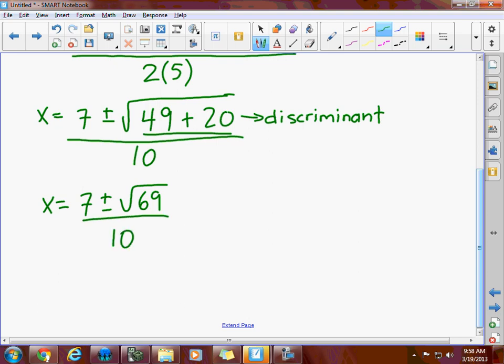Now what you have to determine to simplify this technically is telling us that I do have 2 answers. One at 7 plus the square root of 69 over 10, and one at 7 minus the square root of 69 over 10. What you have to always consider is, can I simplify root 69? Does it break up into a mixed radical? In this case it doesn't.